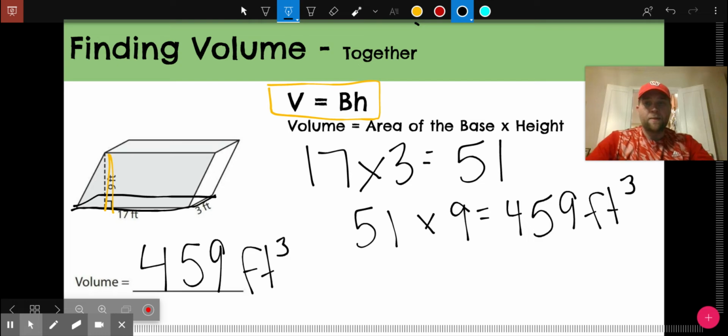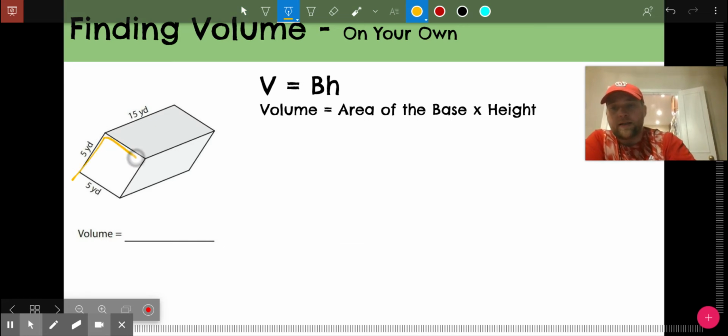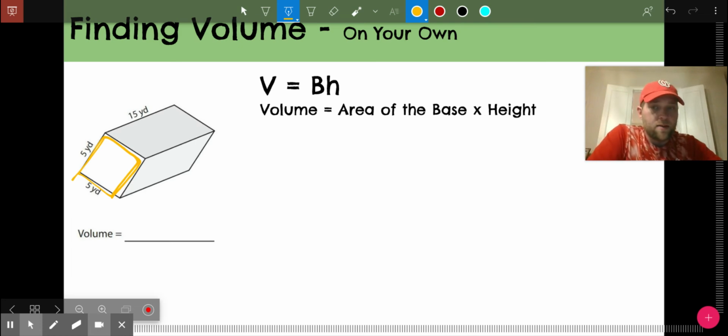So take a look at this guided practice, or the practice problem that you have. Remember, the formula is volume equals base times height. But remember, you're finding the area of our base. So I'm going to set you up. I want you to call this face right here our base. You need to find that area first and then multiply it by the height, or that last number that we have left over. Pause it here, do your work, and when you're ready to check your answer, press play. Good luck.